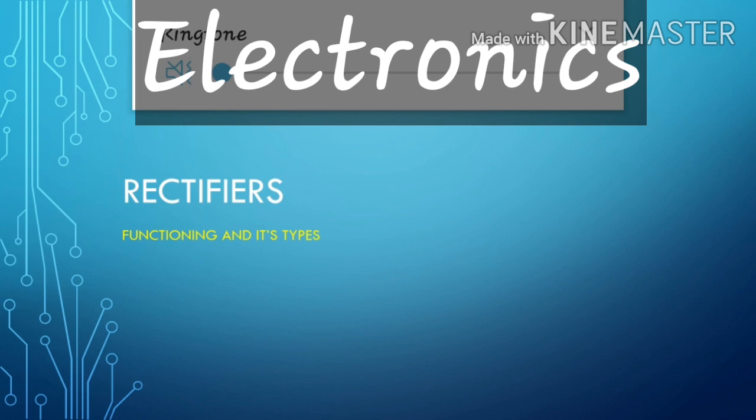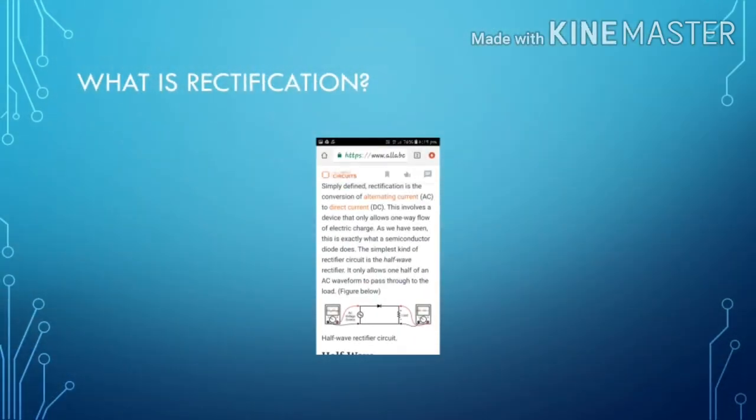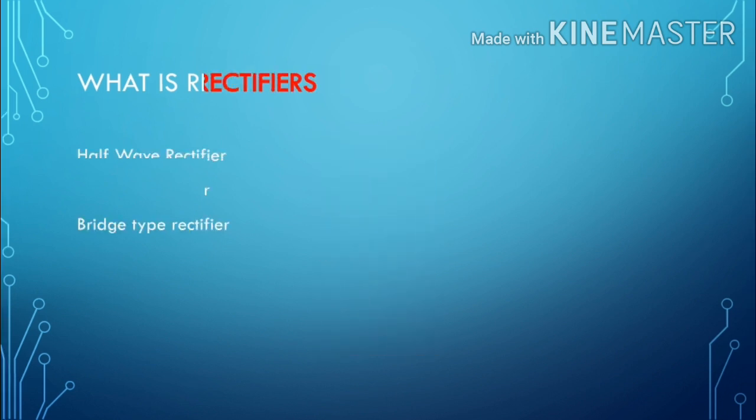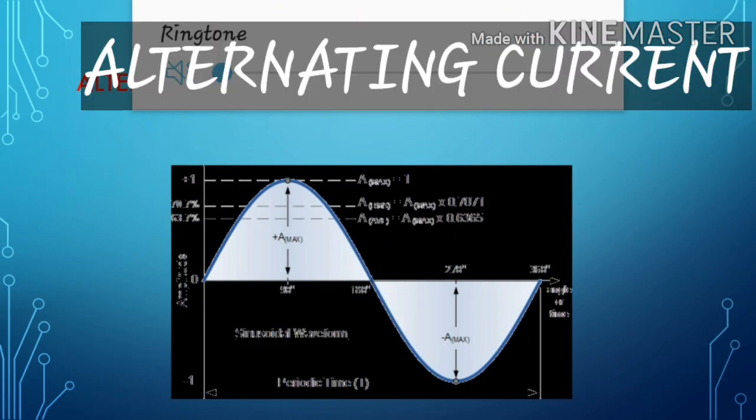Students, today we will discuss what the rectification process in electronics is and what a rectifier is. Rectification is the process of converting alternating current into direct current, that is AC into DC. And the device used for this process is called a rectifier.